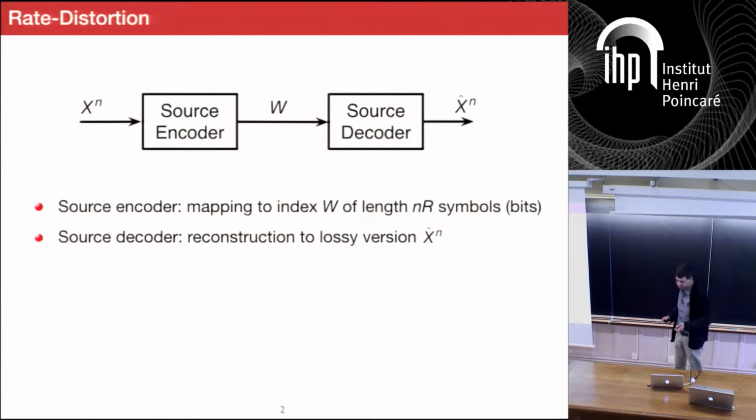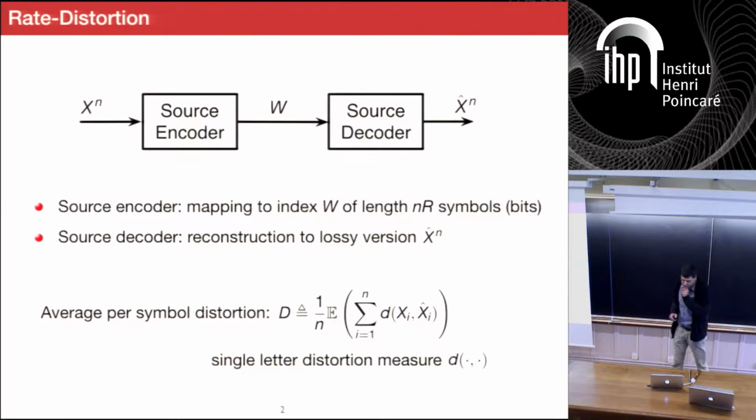So typically what happens is the source encoder maps these bits to indexes. W of length nR symbols in bits. So these guys have length nR, these symbols here. And then the source decoder reconstructs the lossy version x hat^n. So, okay, great. So this is lossy source compression.